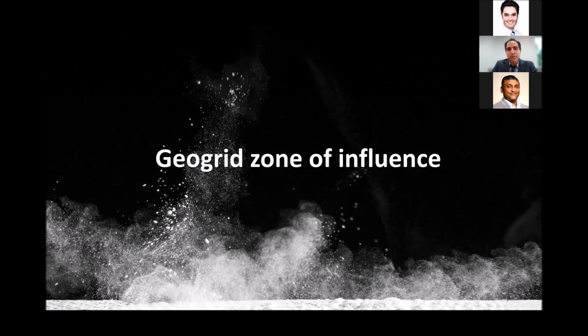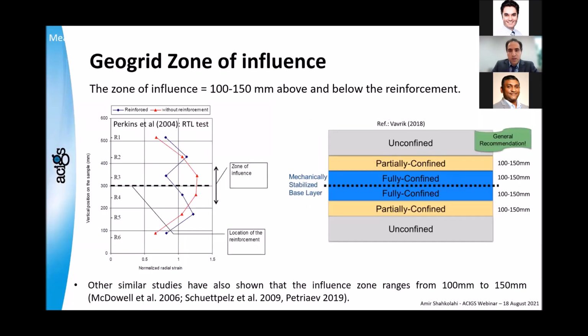Now, what is the zone of influence of geogrid? There are several studies on the zone of influence of geogrid. I just summarized some of them here. Most of the studies in the world conclude that it's between 100 to 150 millimeter on both sides of the geogrid.